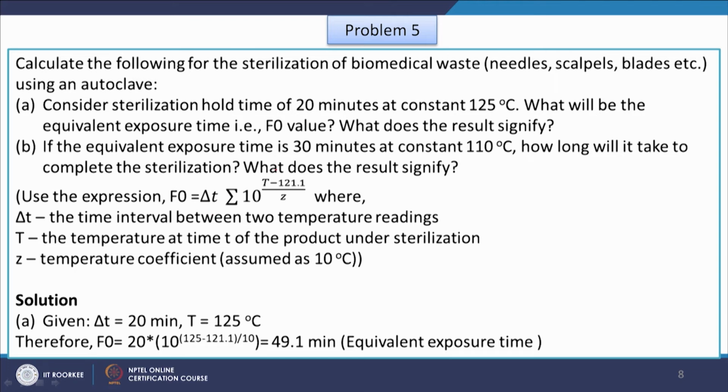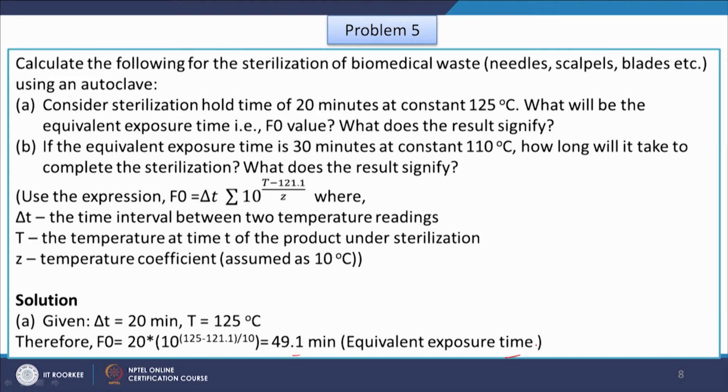So, for the first case, del T is equal to 20 minutes and T is equal to 125 degree centigrade. We will put the Z value equal to 10. So, FO value is coming 20 into 10 to the power (125 minus 121.1) divided by 10. So, that is equal to 49.1 minutes. So, the equivalent exposure time is 49.1 minutes.